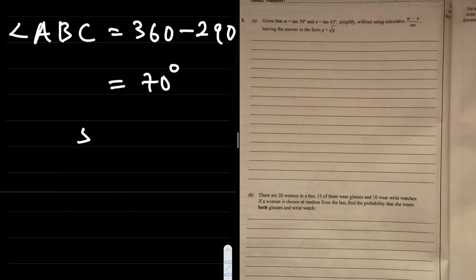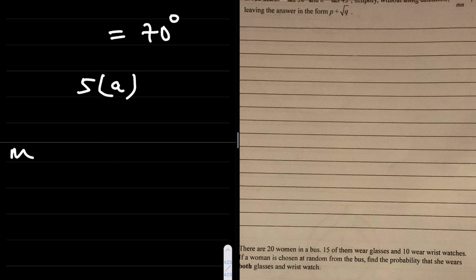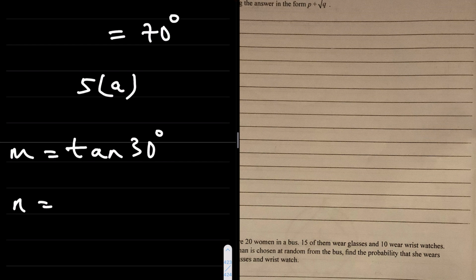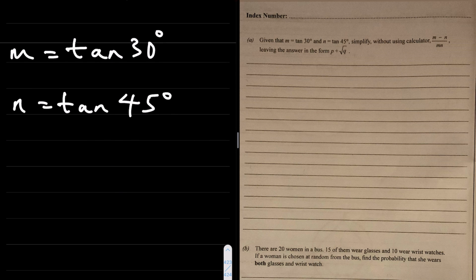Number 5 also has 2 questions under it, so this is 5a. Given that m equals tan 30 degrees, and n equals tan 45 degrees, simplify without using a calculator, m minus n over mn, leaving the answer in the form p plus root q.